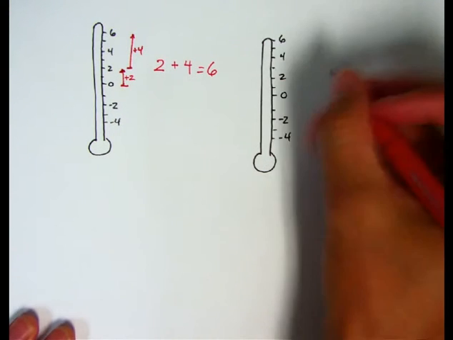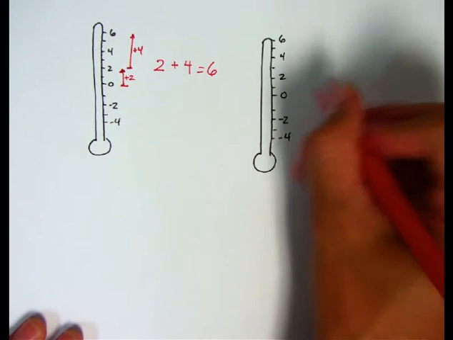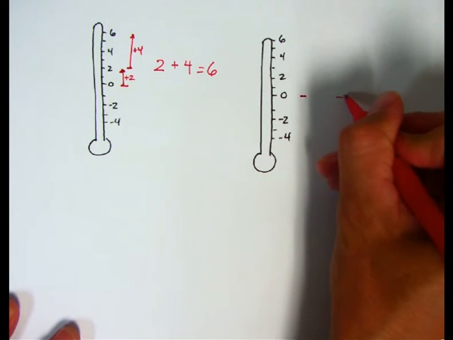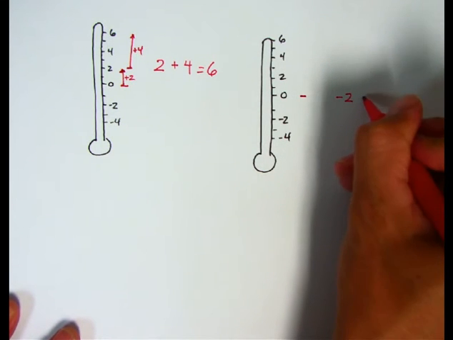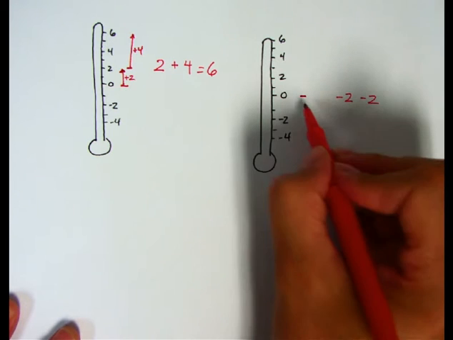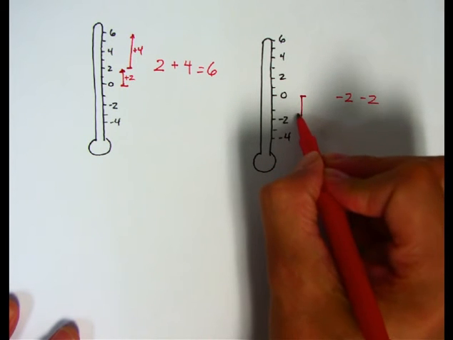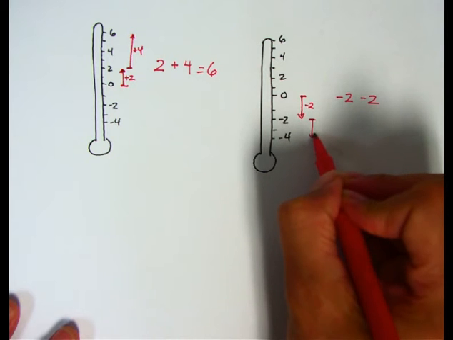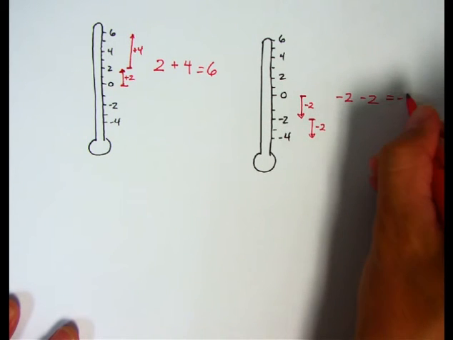Let's think about it the other way. If I start at 0, and from 0 I drop down 2 degrees and then drop another 2 degrees. That means I go down 2 degrees to negative 2 and then drop another 2 degrees to negative 4.